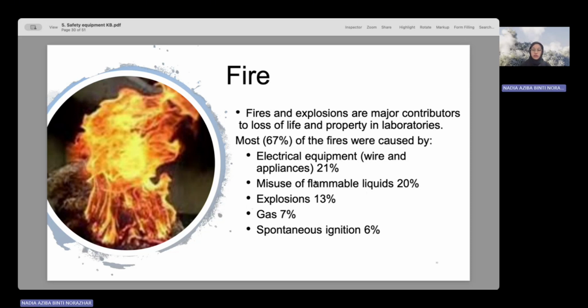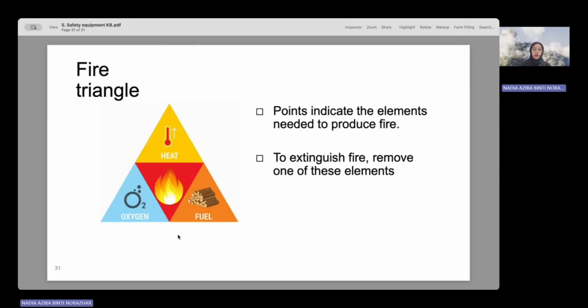So the main cause is electrical equipment, followed by misuse of flammable liquids. These two make up the biggest percent of accidents caused by fire. This is a fire triangle.